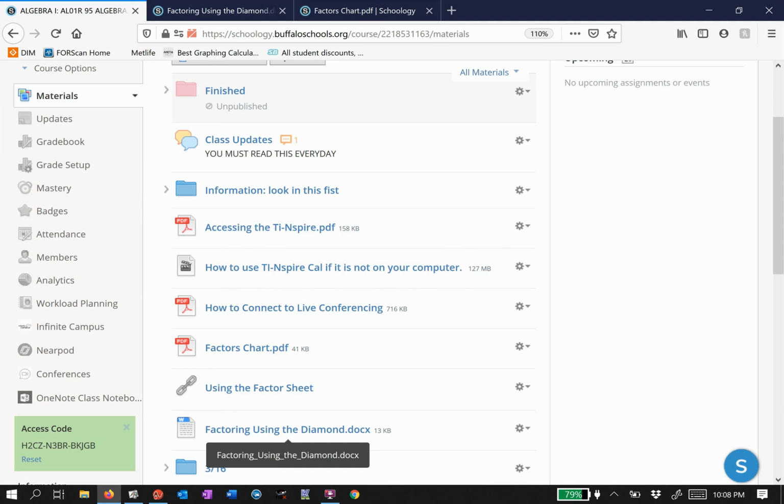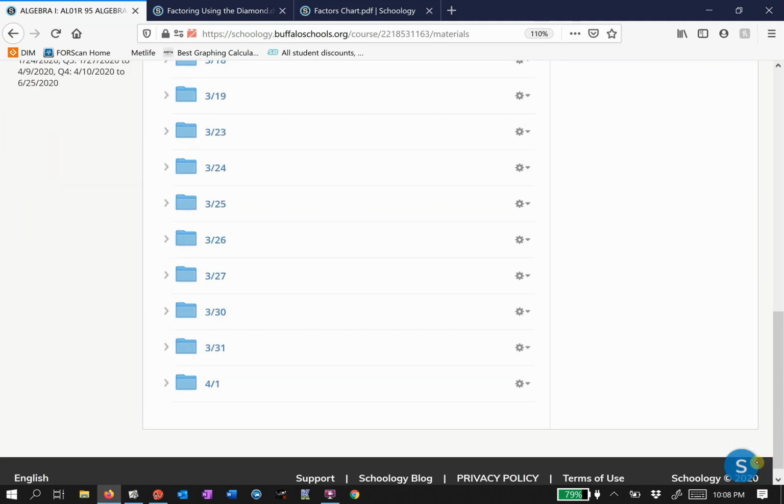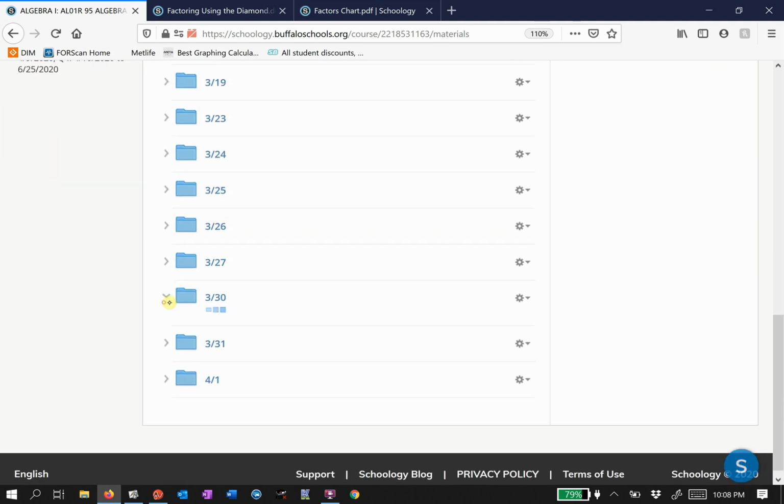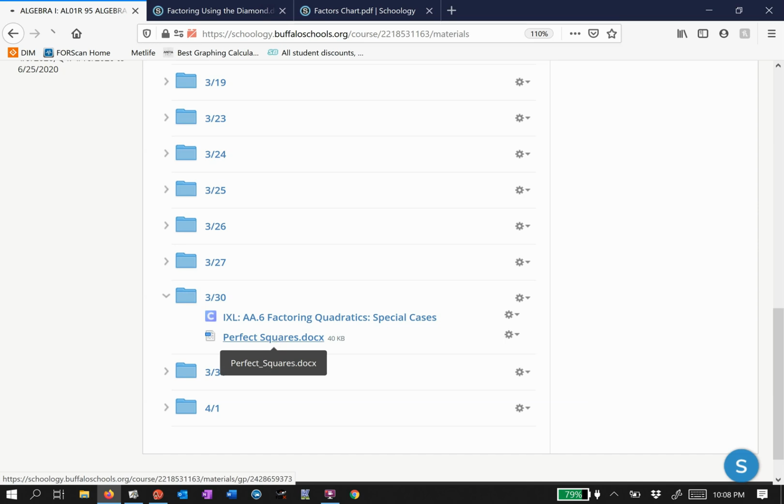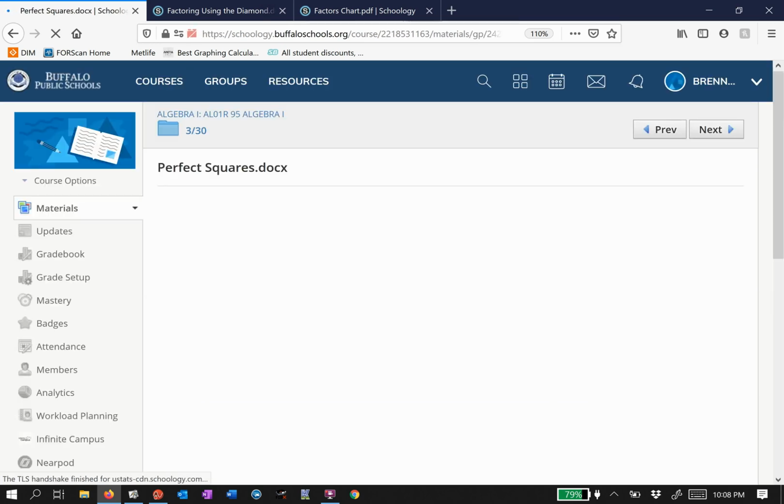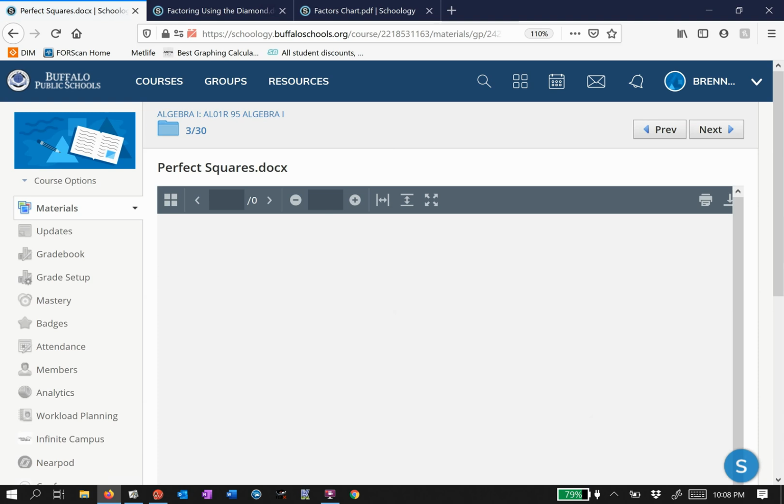All we're going to need is to know your perfect squares. And if you don't know your perfect squares, me being the nice teacher I am, I actually gave you a sheet on perfect squares. This way, there's going to be no question of your perfect squares.